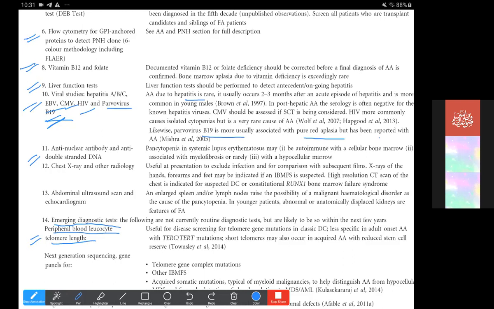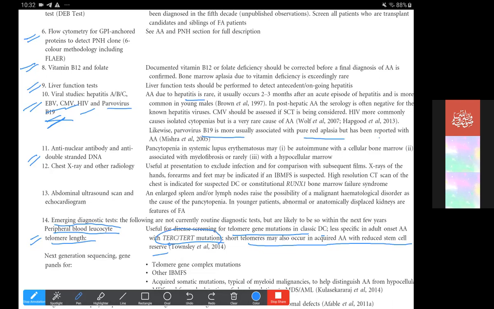They are done for telomere gene mutations in classical dyskeratosis congenita, and are less specific in adult-onset aplastic anemia with TERT mutations. Short telomeres may also occur in acquired aplastic anemia with reduced stem cell reserve. So for Fanconi anemia, we have chromosomal breakage analysis by the DEB test, and for dyskeratosis congenita, we have peripheral blood leukocyte telomere length for TERT mutations.